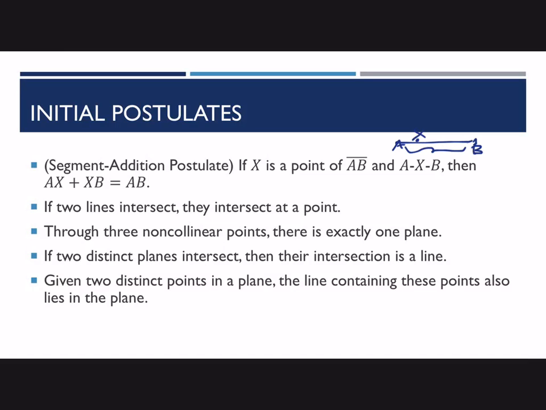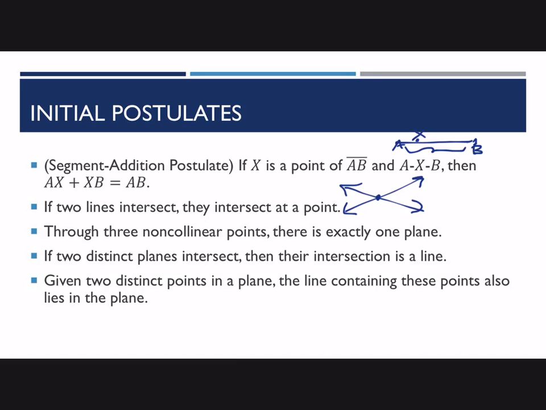If two lines intersect, they intersect at a point. This is another one that's not true in all types of geometry. Okay, but if you picture two lines intersecting, there's no other way for them to intersect than in a point, and they intersect in exactly one point, not more than one, or anything like that.